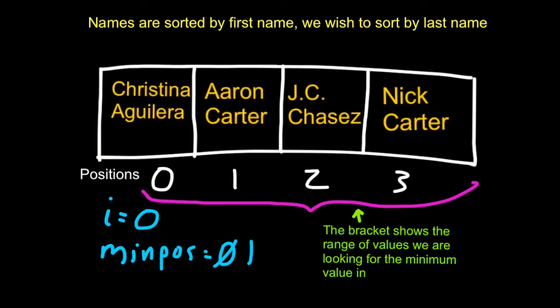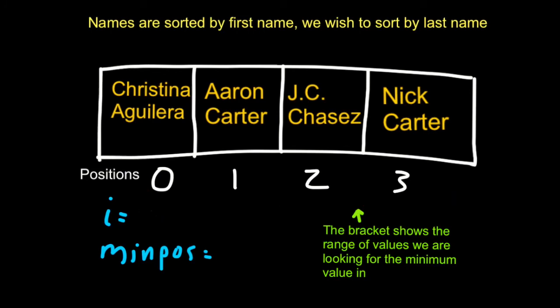Okay, so now we look at the values from position 1 onwards. So now i is going to be 1, min pos will be 1, and we are looking in this range for the minimum value. So the minimum value from position 1 onwards. So we automatically set it to 1, and we look at the value at position 2. We see that Chazé comes after Carter alphabetically, so we don't have to do anything.